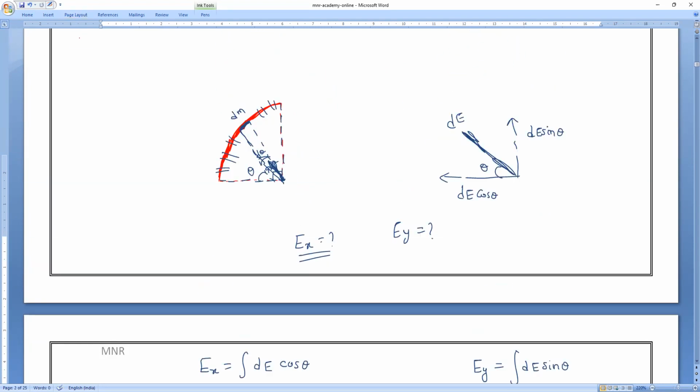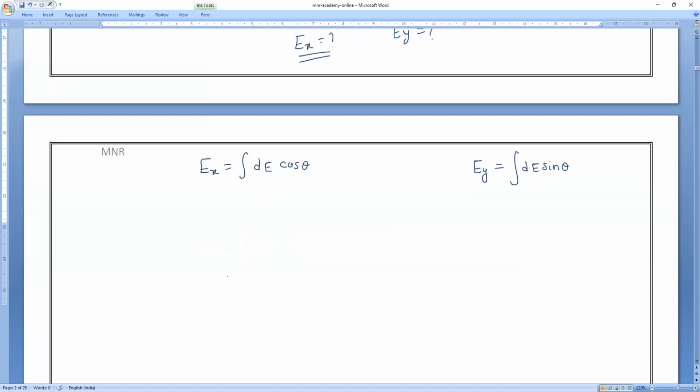Check it, everyone. If it is the semicircle, the limit is from 0 to 180. Now it is only a quarter, so the limits can come from here to here, or from here to here. Y-axis to x-axis or x-axis to y-axis? Always limits vary from where to where? Yes, 0 to 90. So the limits for the x-axis integration are 0 to pi by 2, which equals dE cos theta.